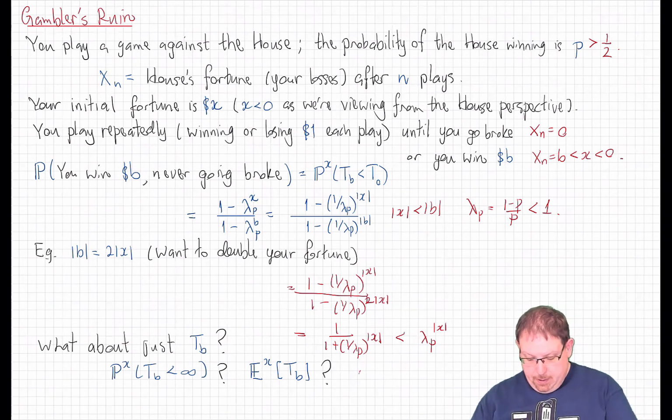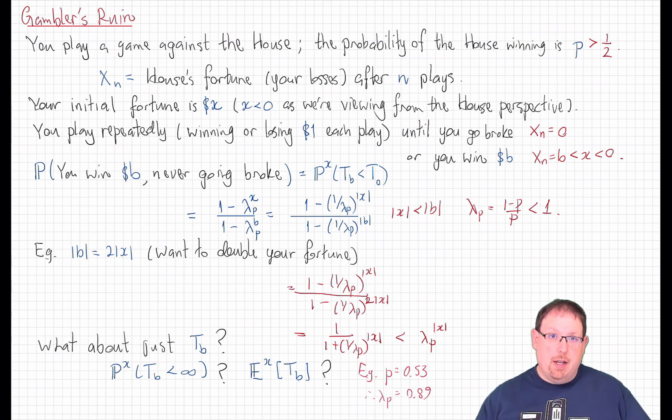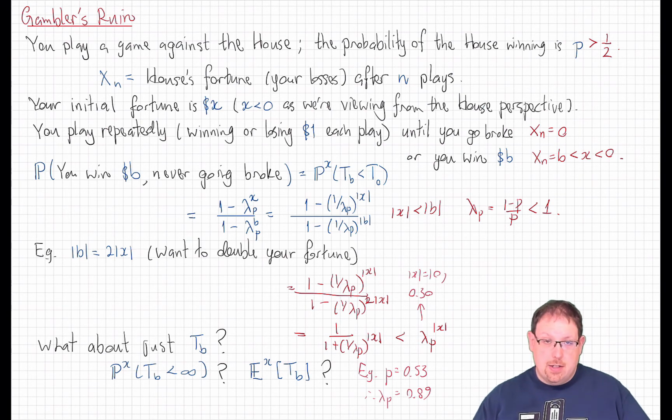For example, suppose that p is equal to 0.53. There's a 53% chance that the house wins, which is approximately what roulette tables are set to for most houses. That means that lambda p is equal to about 0.89. And so say you come in with $10 and you want to play until you get to $20. Doesn't sound like that should be too unlikely. Well, in that case, if x is equal to 10, you get here approximately 30%. There's a 30% chance that you can double your money. That doesn't sound too bad.